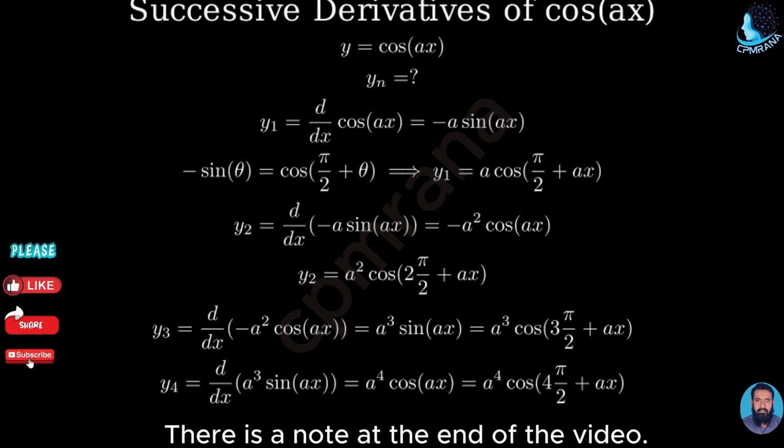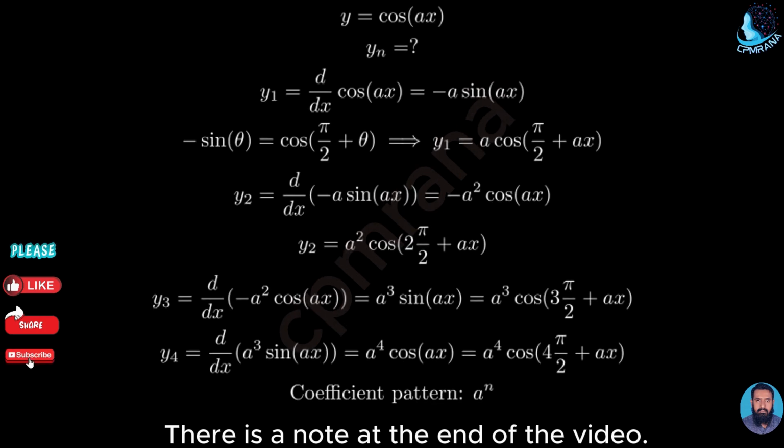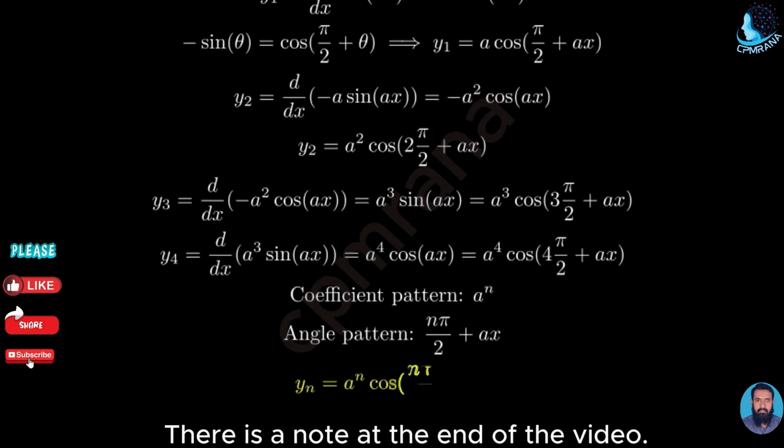Let's visualize the pattern we're seeing. For each derivative, the coefficient is a raised to the power of n, where n is the number of derivatives we've taken. And inside the cosine, we have n pi over 2 plus ax. Therefore, we can write the general formula for the nth derivative as y sub n equals a to the n times cosine of n pi over 2 plus ax.